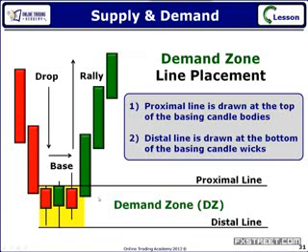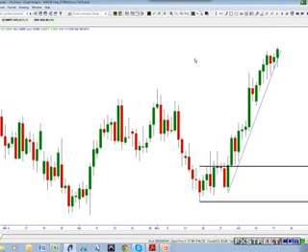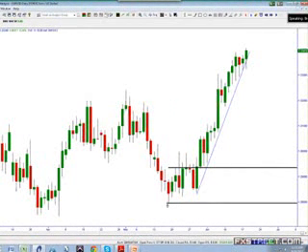The proximal line, as I mentioned, is going to go across the top of the bodies of the basing candles. So going back to my example that I just had, that's why the lines were drawn exactly where they were. I draw across the bottom of the wicks, that was the low, and the top of the basing candles before we started to move to the upside. So this is my demand zone. Should prices return to that area, somewhere in that zone is where I would expect them to reverse and move upwards.